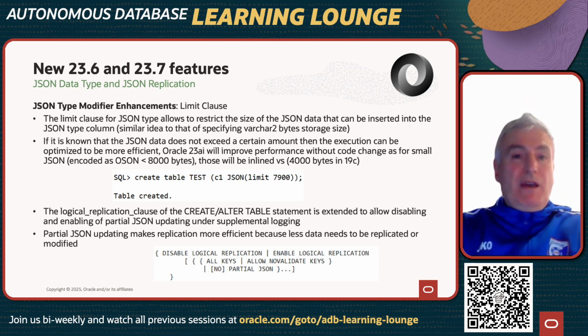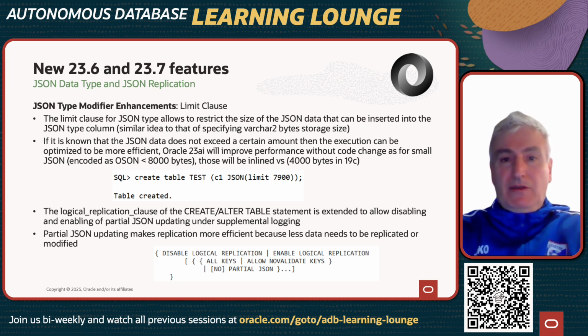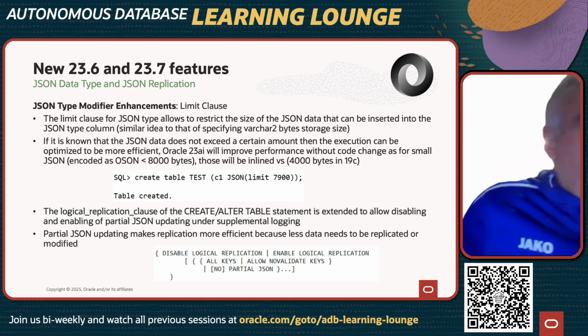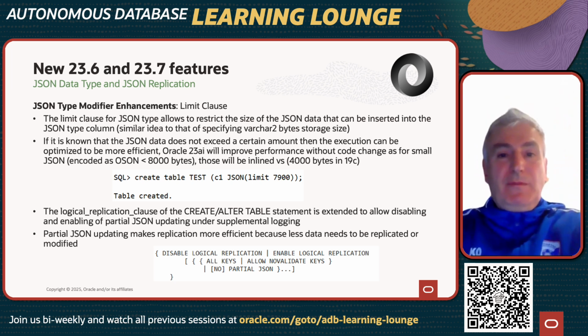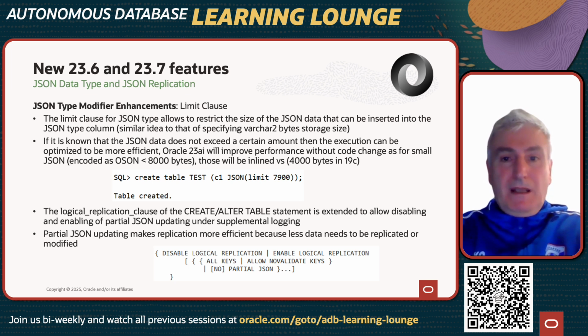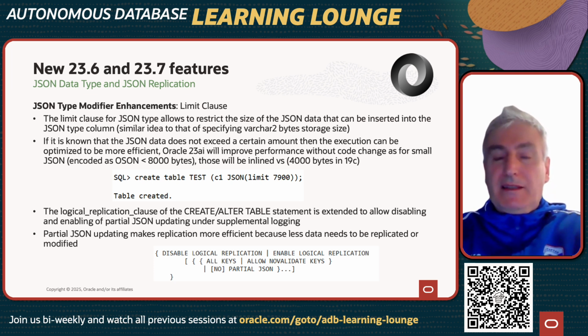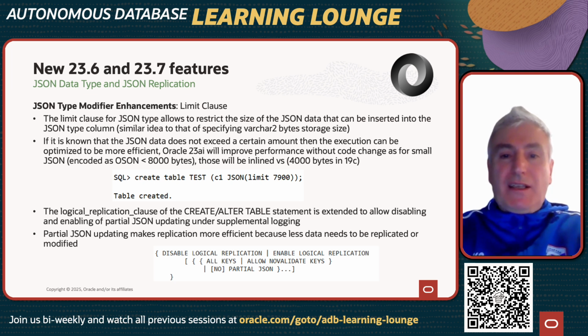Next step, we have a limit clause, which works even in 23.6, even in 23.7, but it will come officially probably in the next release, we don't know yet. The limit clause basically will let you limit the size in bytes of the JSON column. Why would you like to do that? For example, in 23 AI, we inline documents which are at most 8,000 bytes. The limit was only 4,000 bytes in 19C, but in 23 AI, now it's 8,000 bytes. So if I want to create a table where I limit the JSON to, say, 7,900 bytes, I can run a command: create table, column 1 JSON limit 7,900.